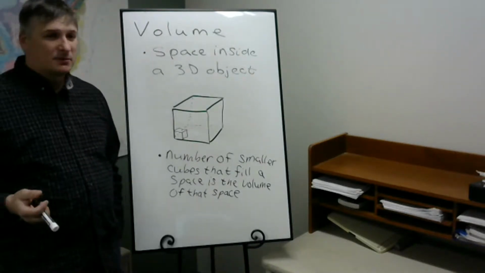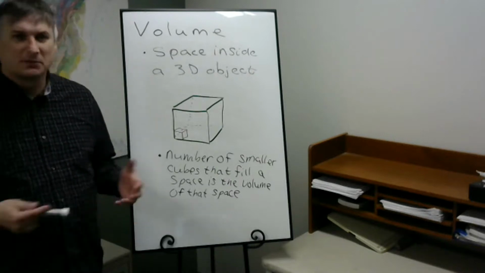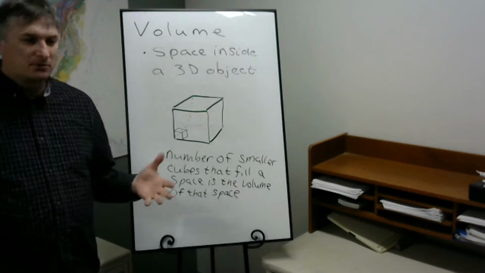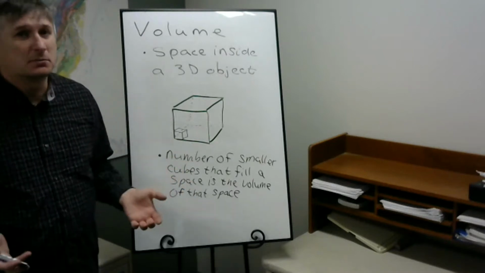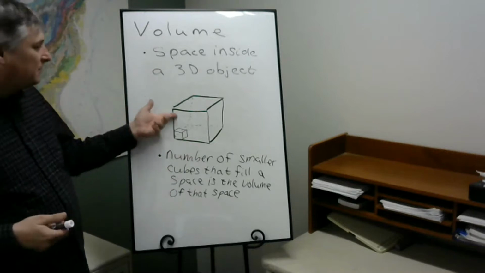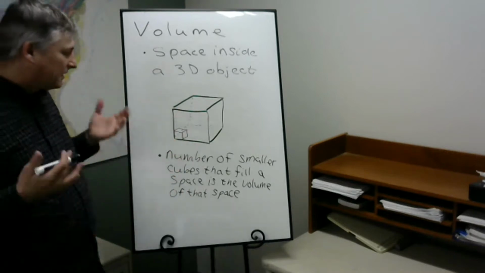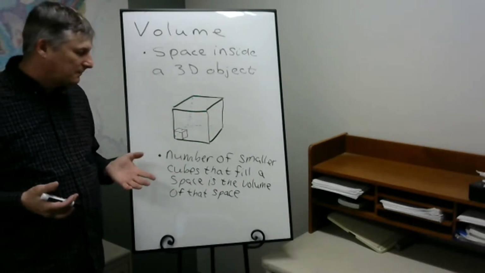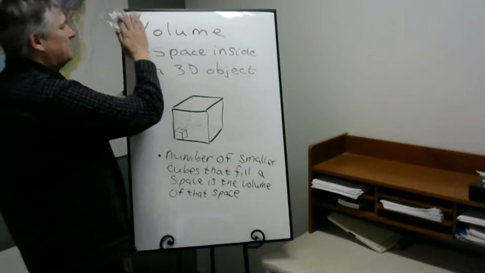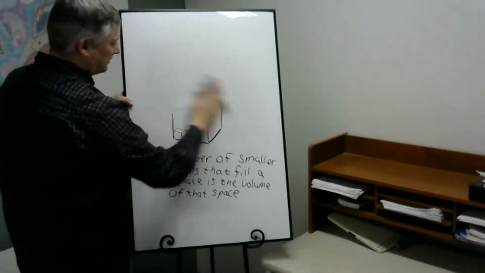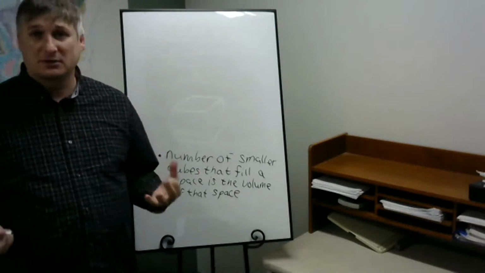Now, sometimes we might have an even number of cubes. I want to be careful saying that. The number of cubes, it's all whole cubes. You don't have half a cube in there, but sometimes you have fractions of a cube in there. But the number of cubes, whether it's whole cubes or parts of cubes that fill in this space, that's going to give us our volume. And depending on the space that we're measuring, we're going to use different sized cubes.